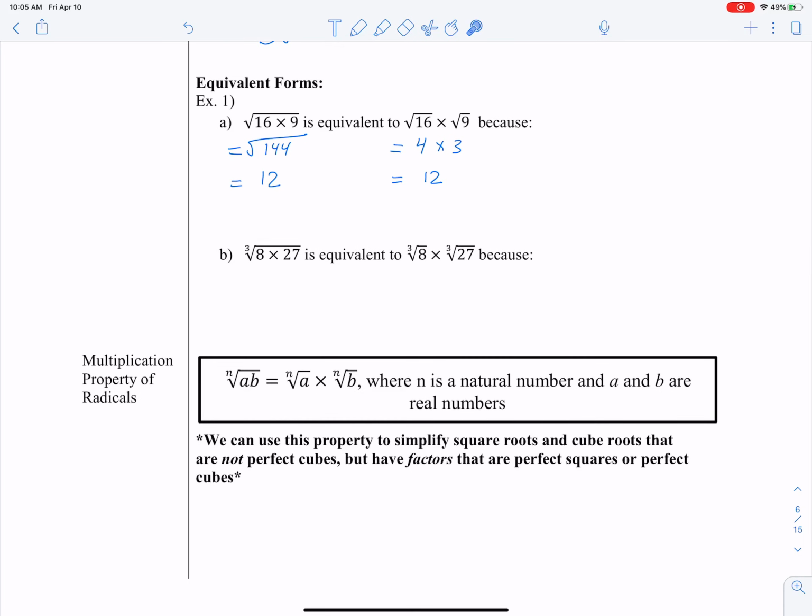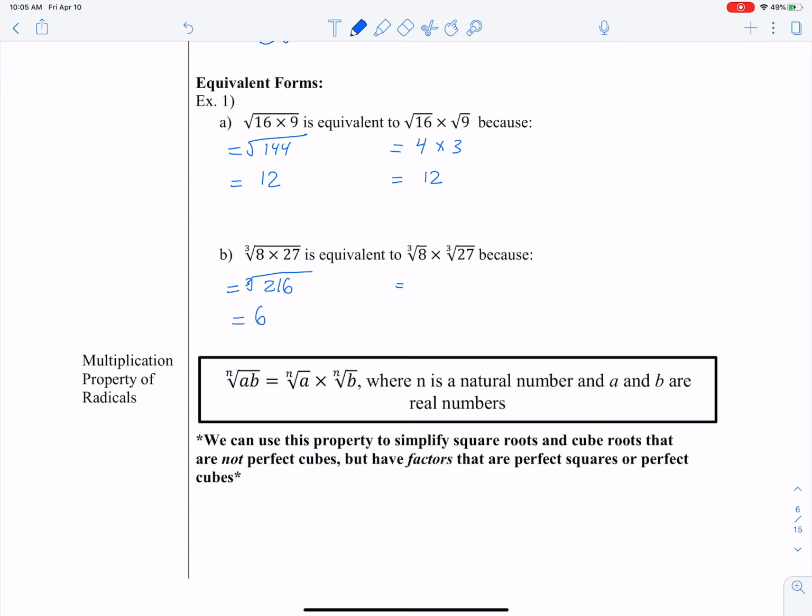This also works regardless of what the index is. It could be a 3 in your index. It could be 4, 5, 6. It doesn't matter as long as the index here is the same as the index on each of the separate numbers. So let's take a look at why again. We're going to multiply 8 and 27 together, and we still have our root. So 8 times 27 is 216. And when you do the cube root of 216, you get an answer of 6.